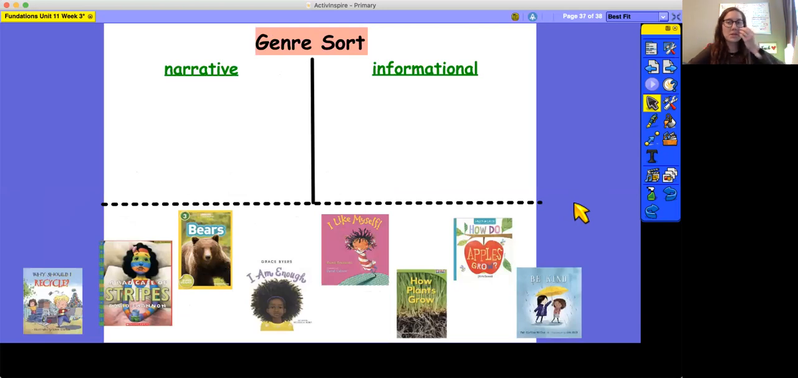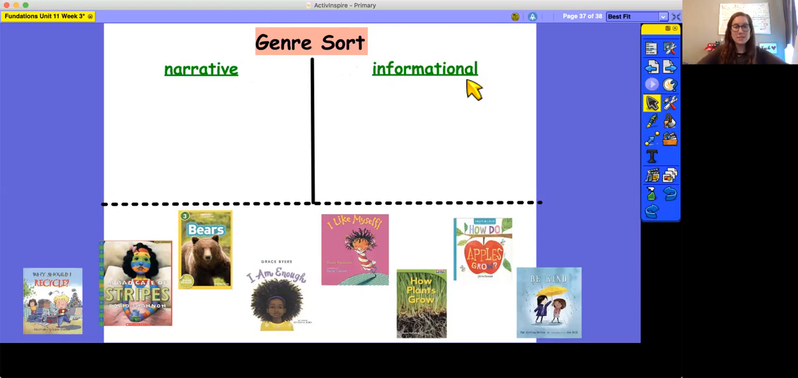Now, when we're thinking about Jake the Whale, that's a story. It tells us a narrative. It's not really teaching us about whales. It's telling us about a particular whale, Jake, and what he was doing. So a genre is something that we can use to sort books, to sort movies. Genres can be used to sort all kinds of different things. The two we're going to talk about today are narrative, which tells stories, and informational, which teaches us information. You can read it to learn.